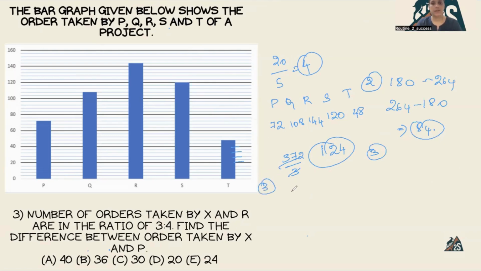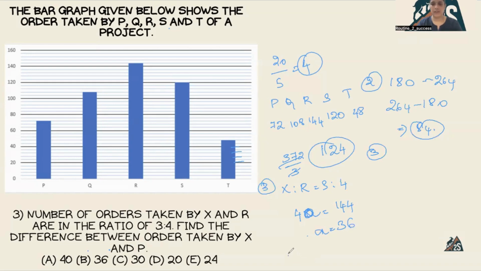In the third sum, the number of orders taken by X and R is given in the ratio of 3:4. We know our ratio, it is 4x. Let us keep 4a, since x is there. Here a is an unknown multiple, and we have to find the a. This multiple is common for both X and R. We know R is 144. So a is, 4 threes are 12, 24, 36.